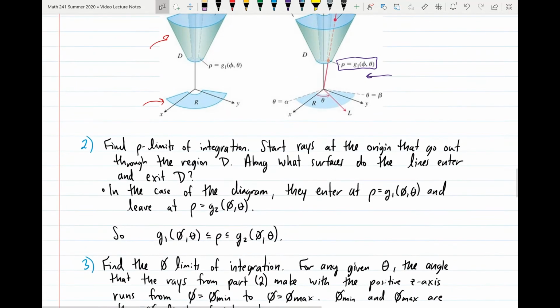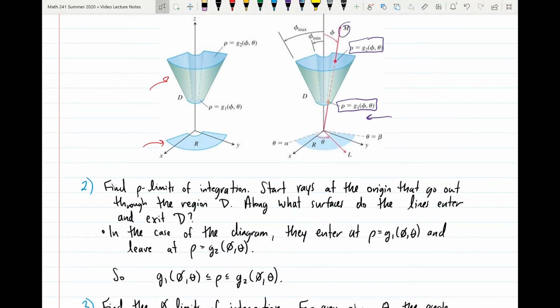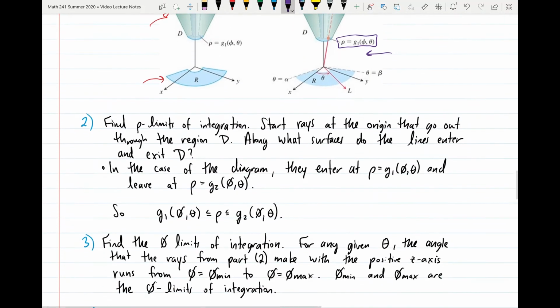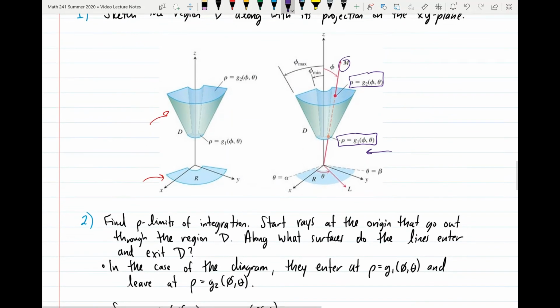So for any given theta, which is just an angle down in the xy plane, the angle that the rays, where I'm talking about the rays M that we already drew, the angle that the rays from part 2 make with the positive z-axis runs from phi equals the minimum value of phi to phi equals the maximum value of phi.